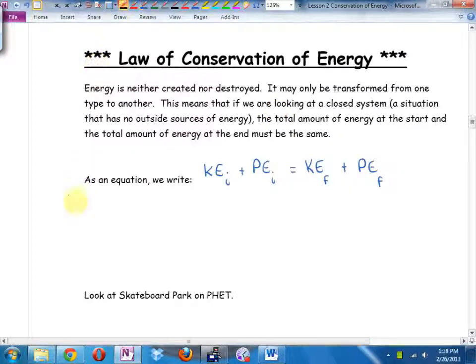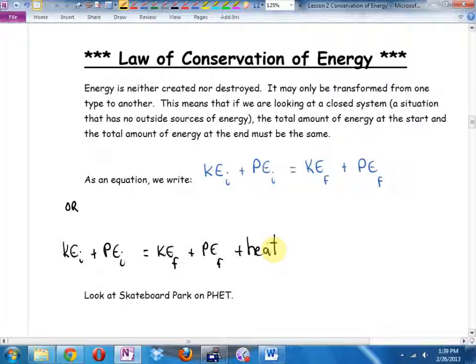The amount of kinetic energy initial plus the amount of potential energy initial, so initial kinetic and initial potential, has to equal final kinetic, final potential, and if the numbers don't add up, whatever is missing must have gone into heat. What I really mean is dissipative energies, energies that you lose stuff to: heat, sound, all that stuff.